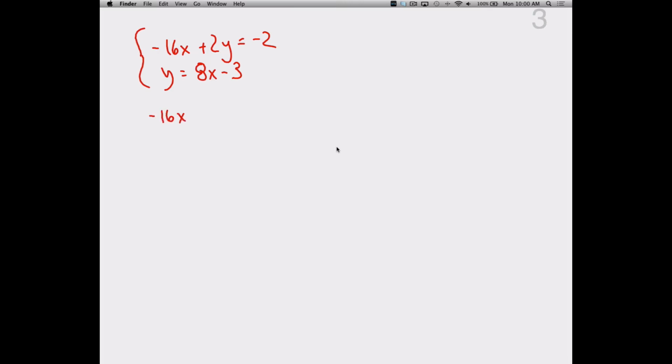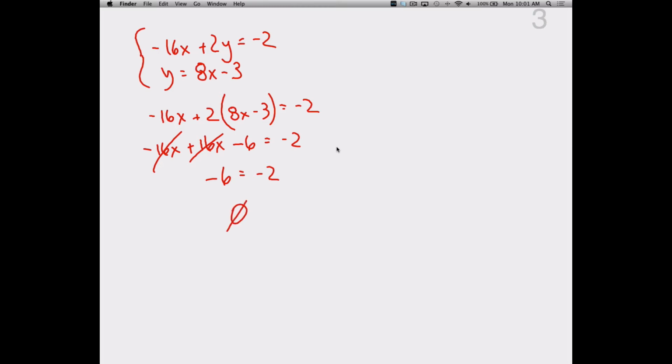Negative 16x plus 2 times the quantity 8x minus 3 is equal to negative 2. Negative 16x plus 16x minus 6 equals negative 2. The x terms cancel. Does negative 6 equal negative 2? No. Therefore, no solution. Okay, so algebraically we have no solutions.